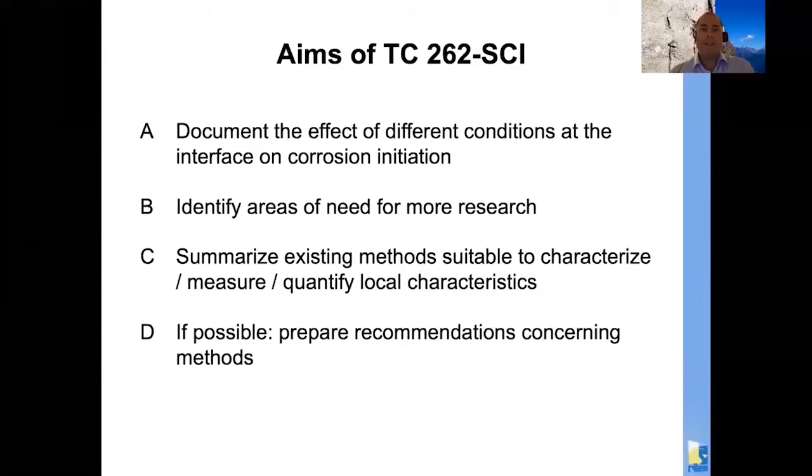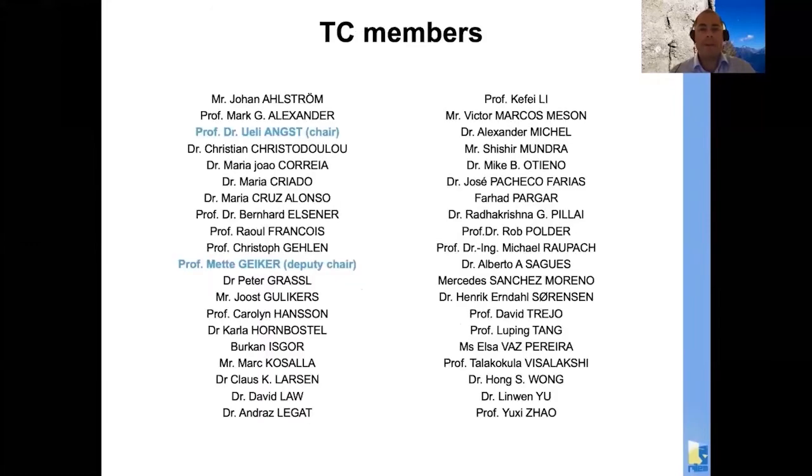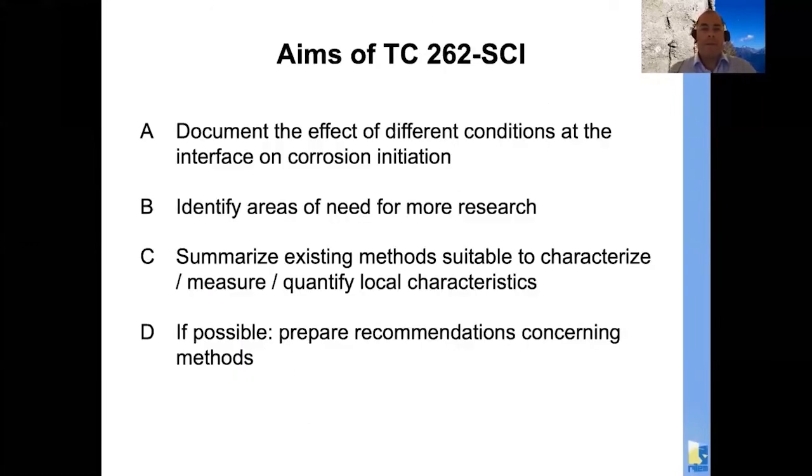The aims of the TC were to first document the effect of different conditions at the interface on corrosion initiation, and also to identify areas of need for more research. We also wanted to summarize existing methods that are suitable to actually characterize, measure, quantify local characteristics of the steel-concrete interface, and finally, if possible, to prepare a recommendation concerning those methods.